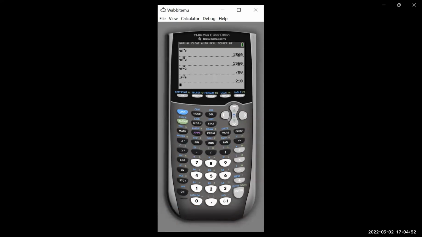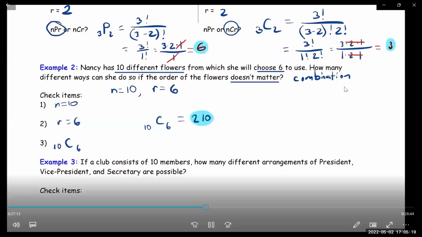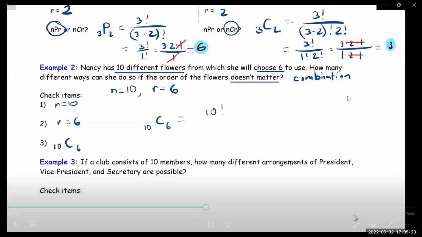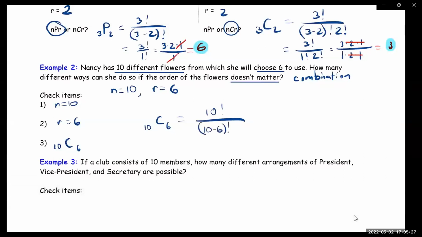All right. And if we do this by hand, we already know the answer is 210, but let's just do it by hand. This time it's going to be 10 factorial over 10 minus 6 factorial over 6 factorial. So that's going to be 4 factorial.